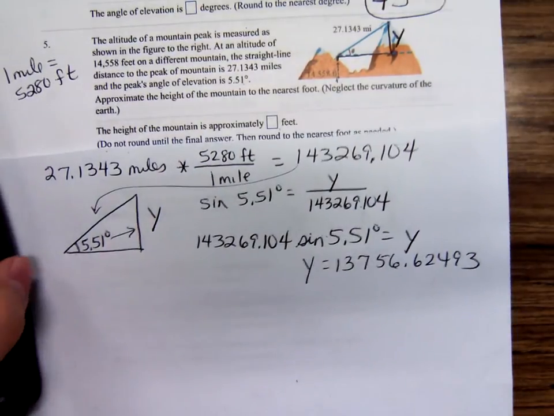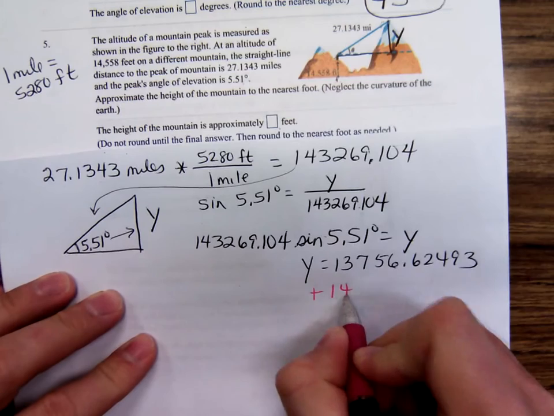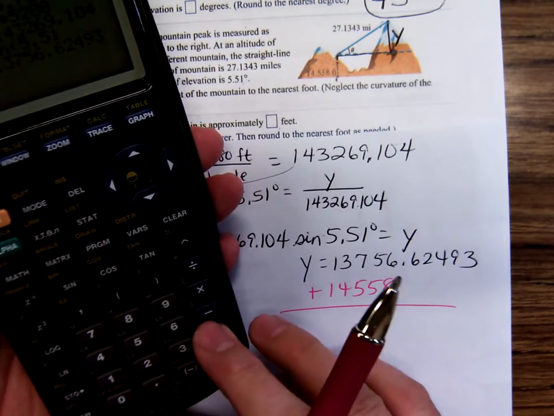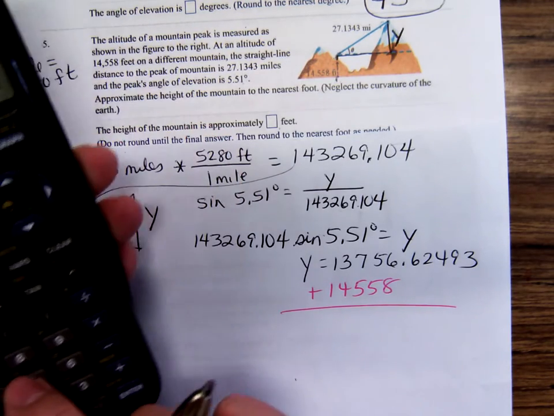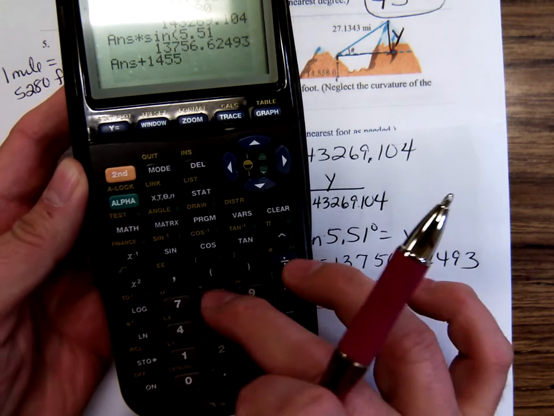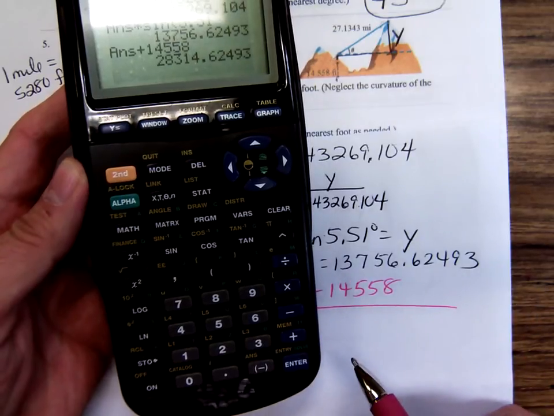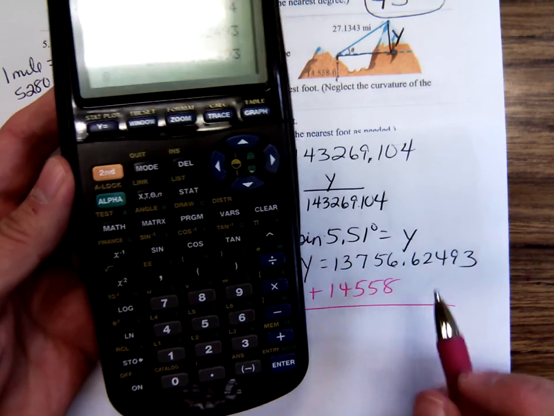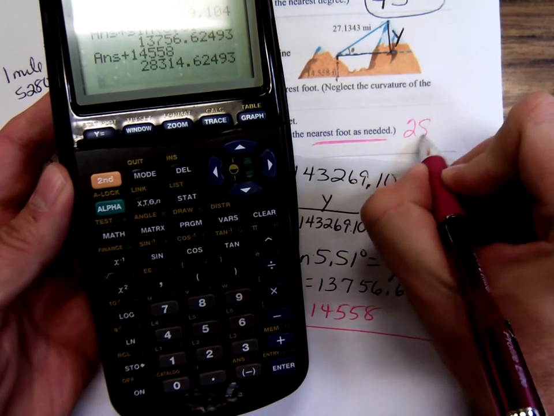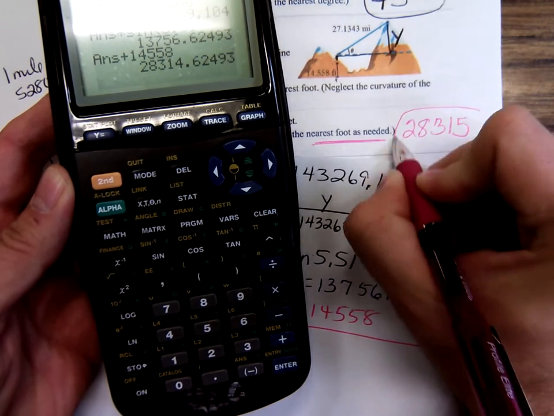So I need to add the 14,558. So just adding plus 14,558. And I get 28,314.6. We're told to round this to the nearest foot. So 28,300 and, would y'all say 15? Yeah, 28,315 feet. That's right.